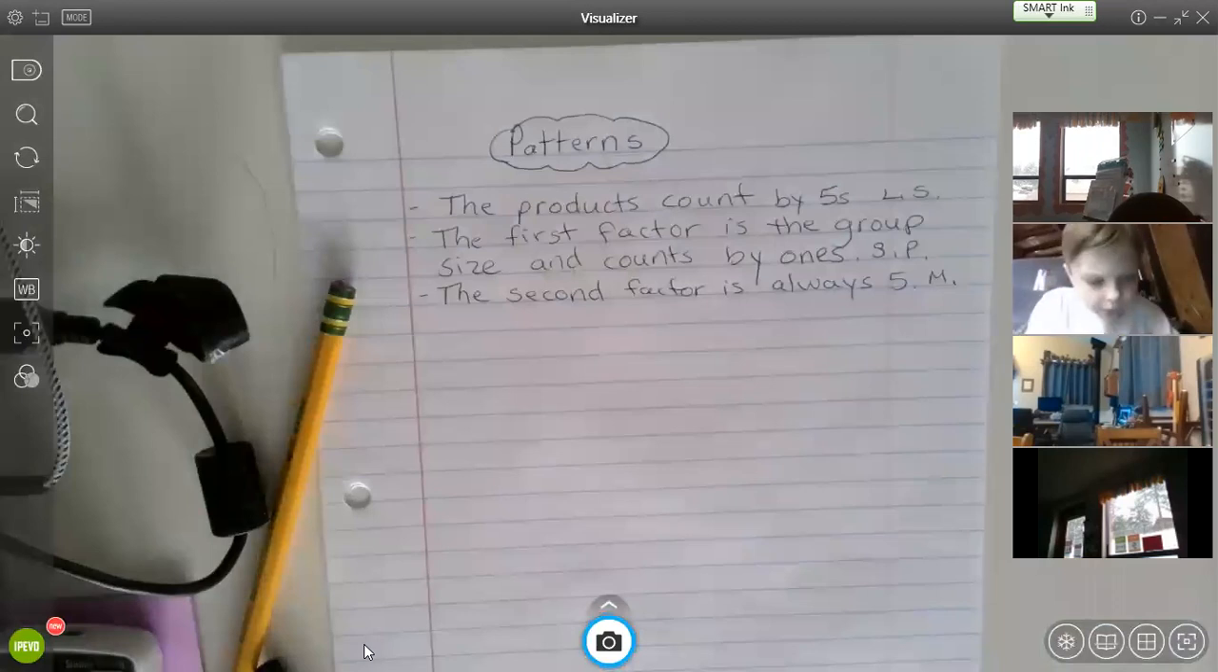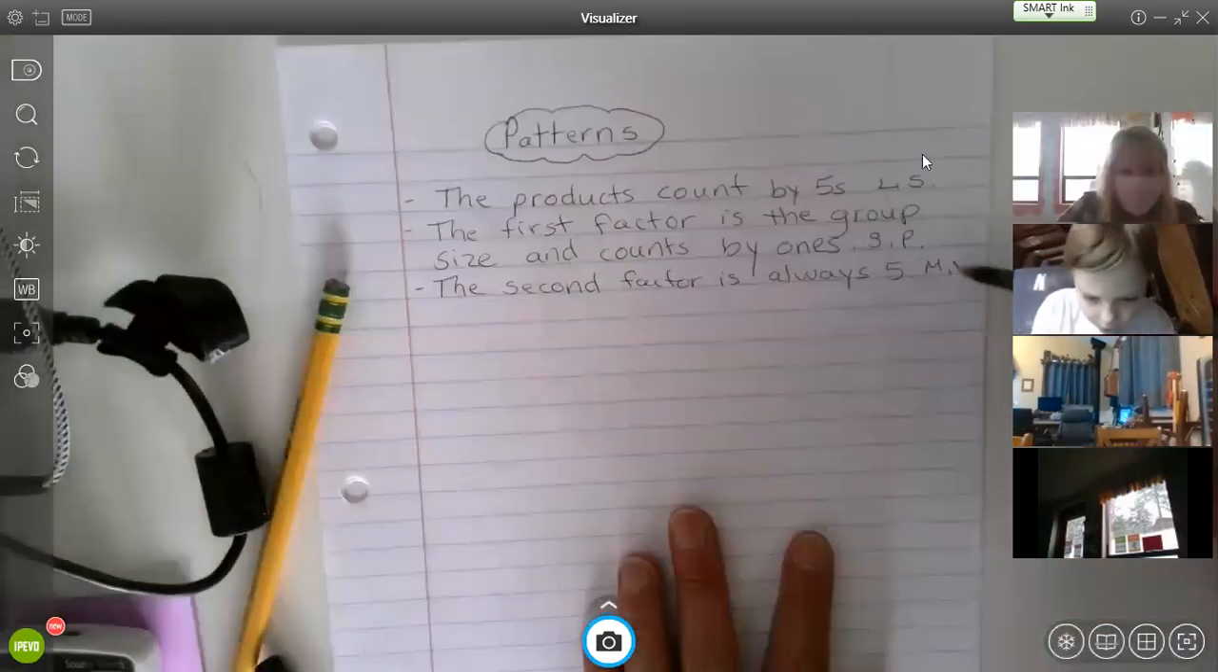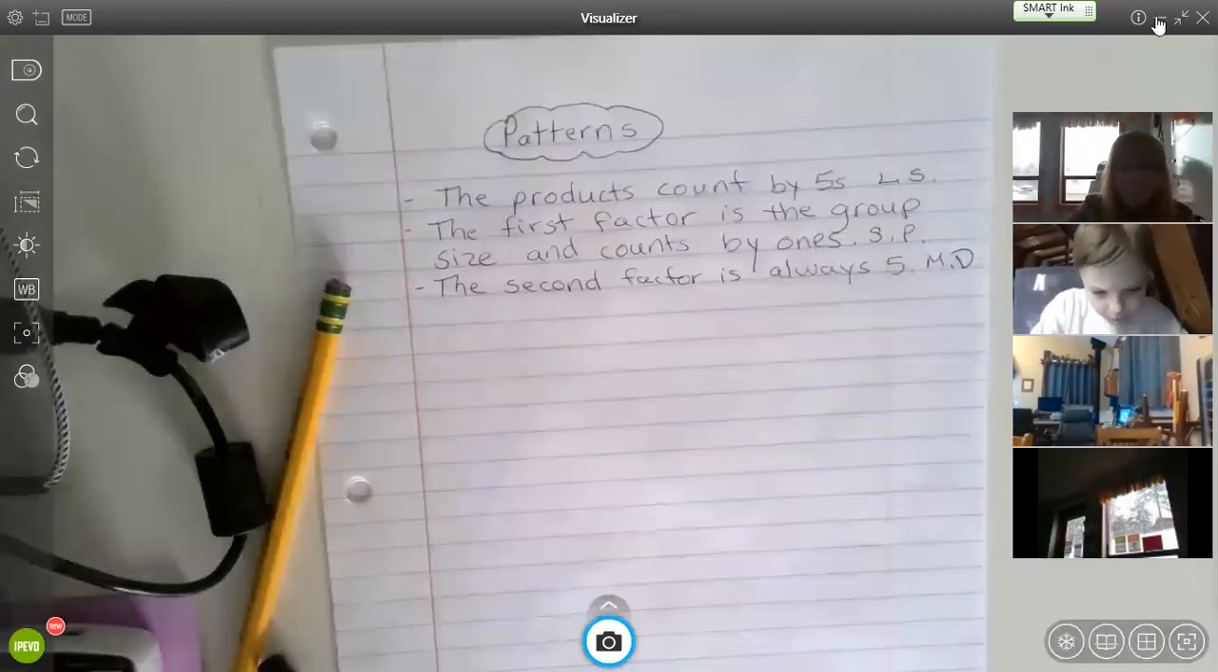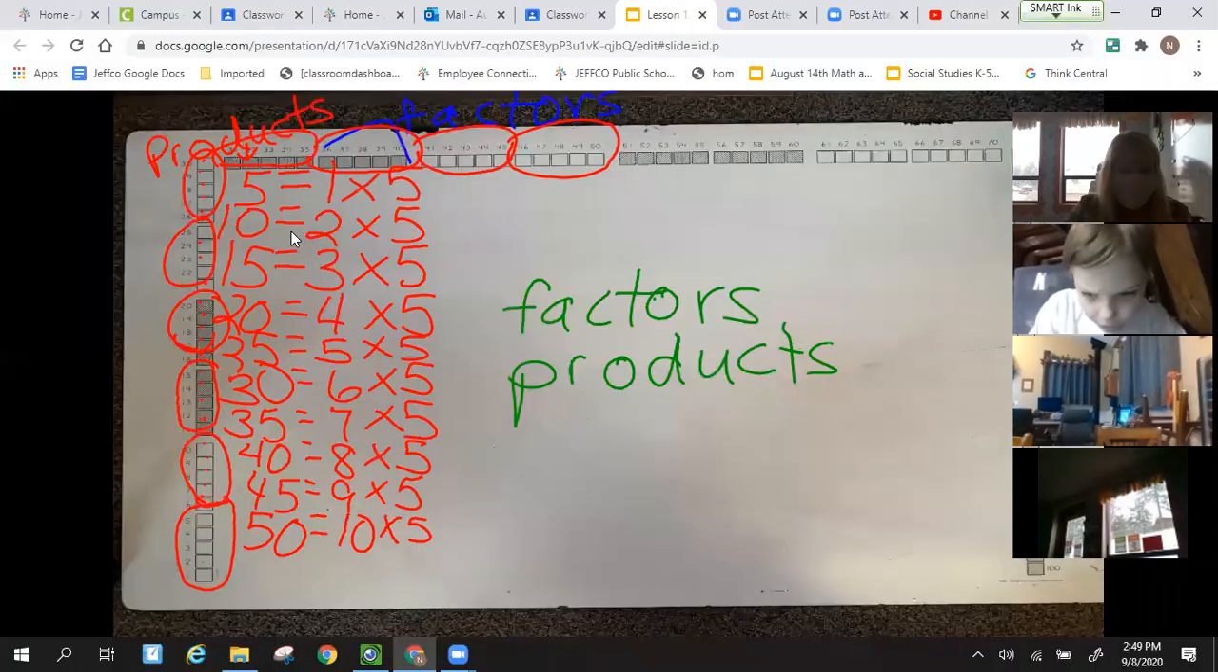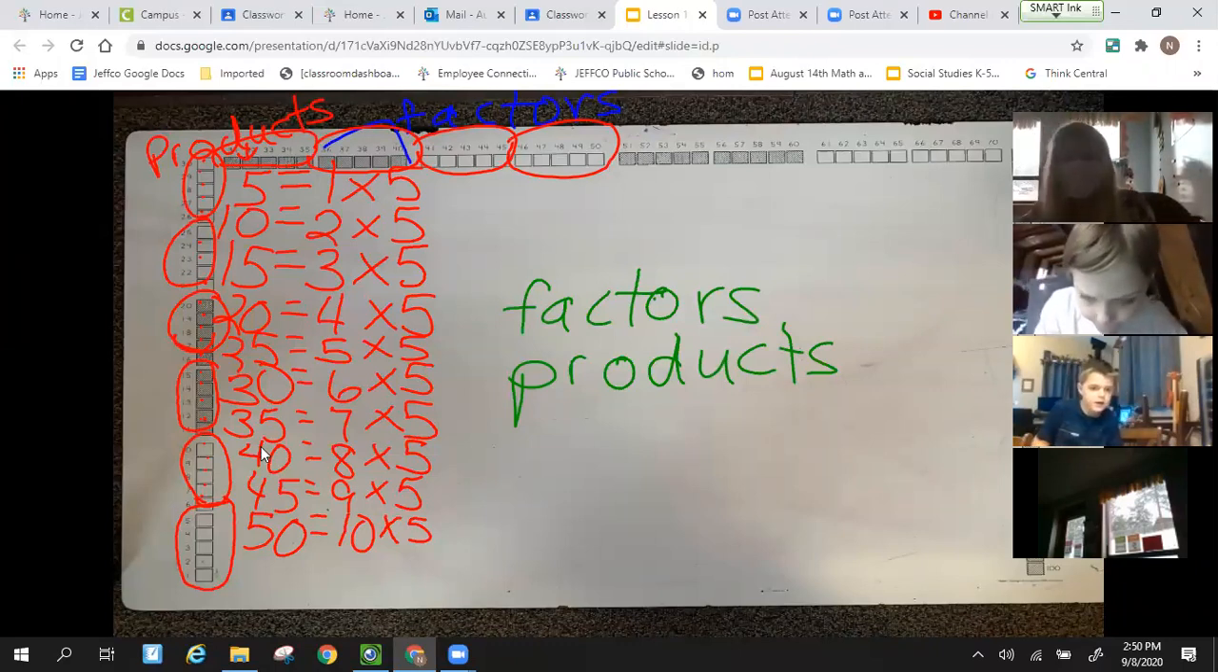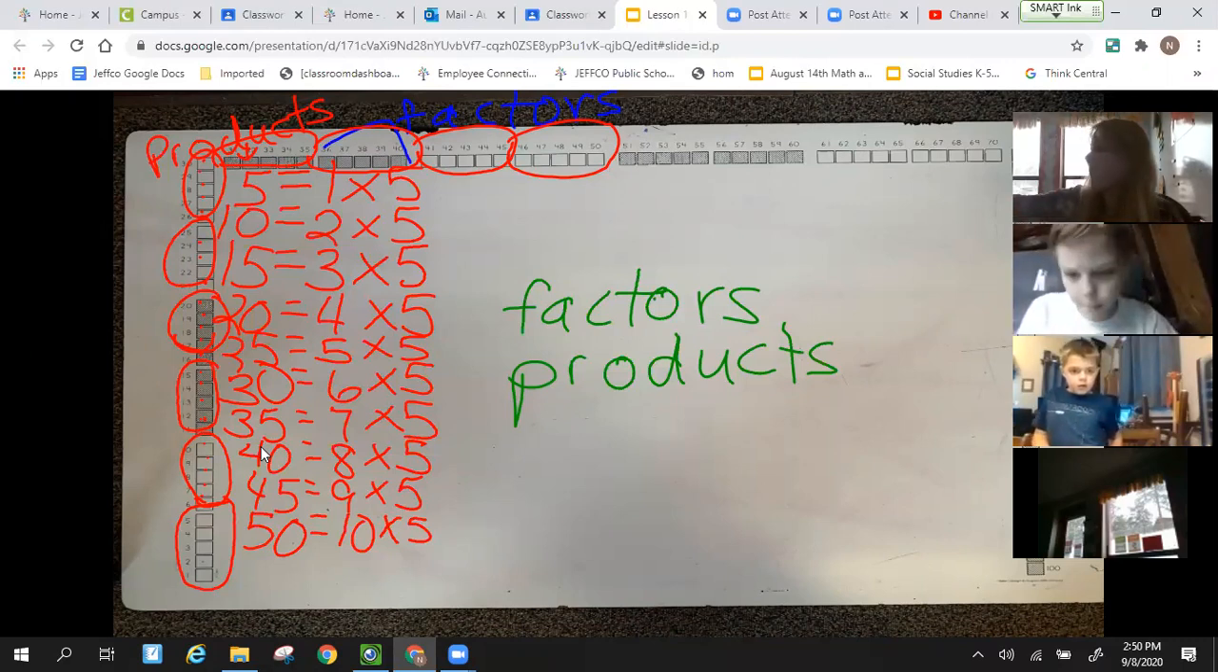Okay, did anybody notice anything else about the products? Let's go back to the products. Do you see anything? Let's say them together. 5, 10, 15, 20, 25, 30, 35, 40, 45, 50. Do you see anything interesting there? What do you notice? They count, the products count by 5s. We did say that.